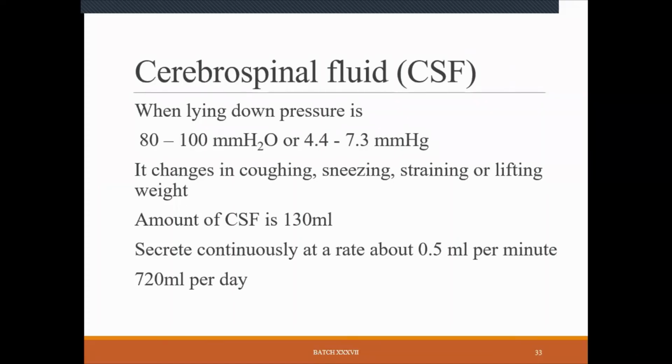So you know that the amount of cerebrospinal fluid found in the body at one point is 130 ml. Therefore, the CSF will be refreshed about 3 or 4 times a day. So you can see that it's a very clear and fresh fluid.